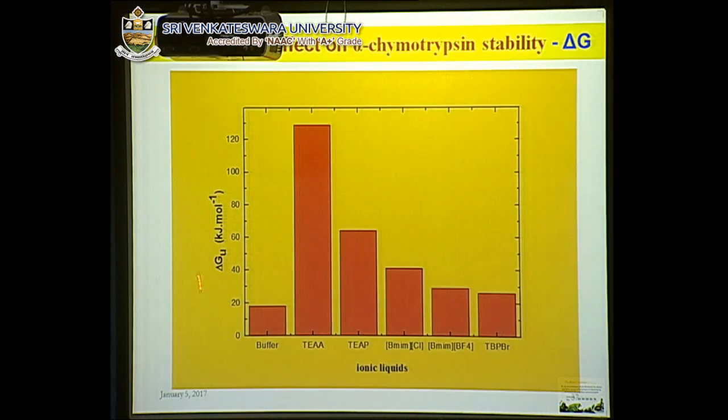So then we calculated the delta free energy changes of the unfolded state. Here also we observed all free energy changes are higher than the buffer point. So this concludes these ionic liquids behave as biocompatible solvents or stabilizers, not only for simple amino acids and cyclic dipeptides but also for the globular protein.